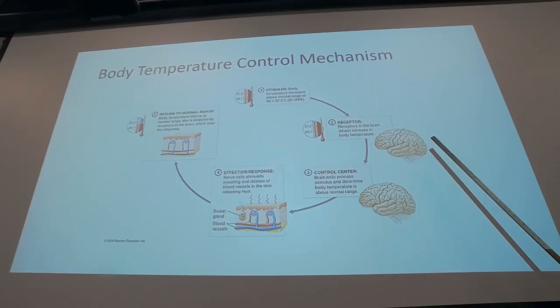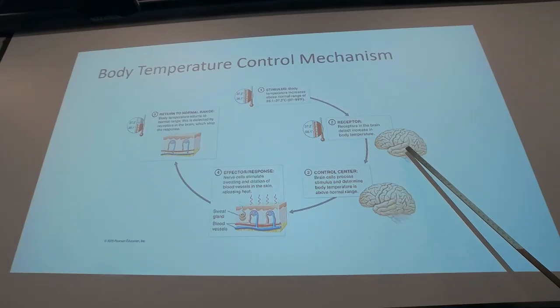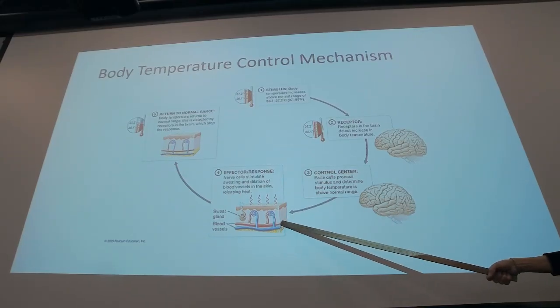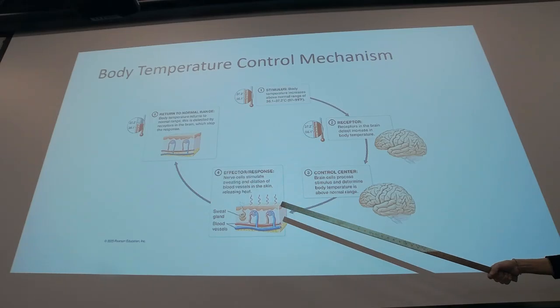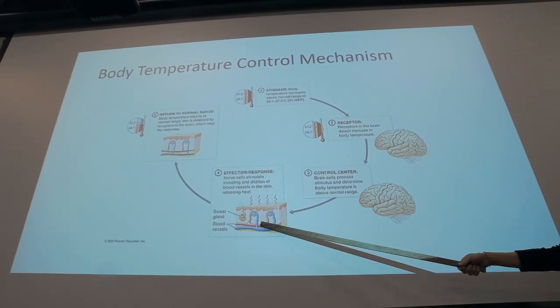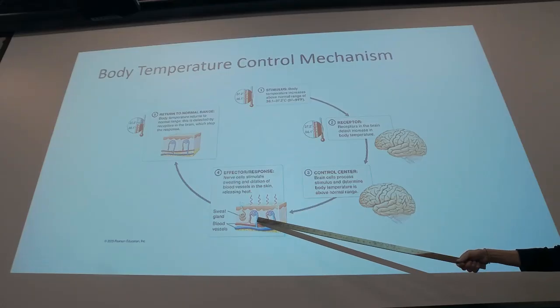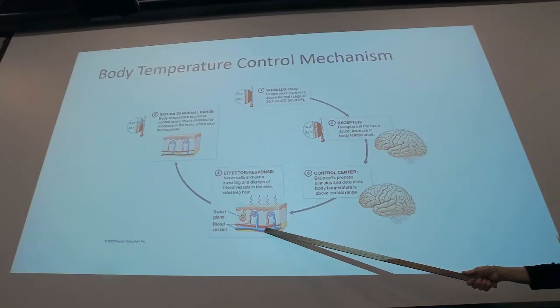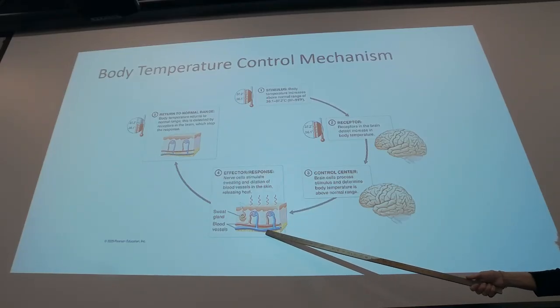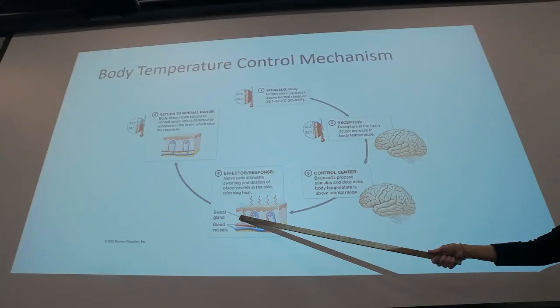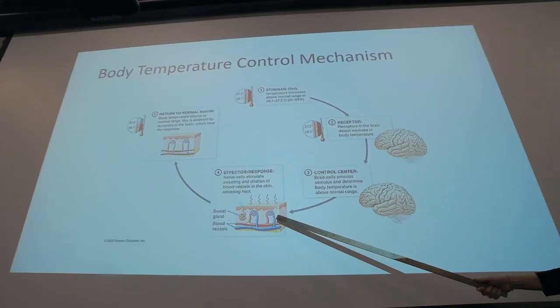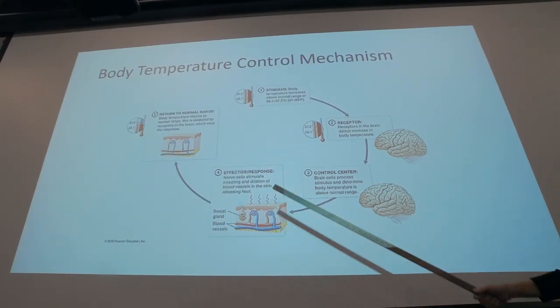And then these receptors send a signal to the control center, and that will send a command to an effector. The effector in this case is going to be the blood vessels in our skin and the sweat glands. So when the body temperature is high, the blood circulation in our skin increases and we start producing sweat so that you can evaporate the heat as it goes from higher temperature to lower temperature.